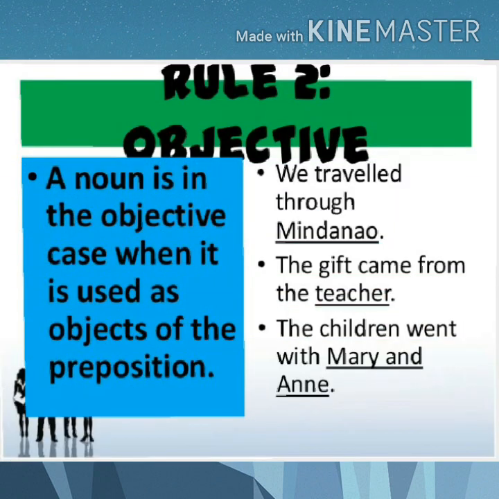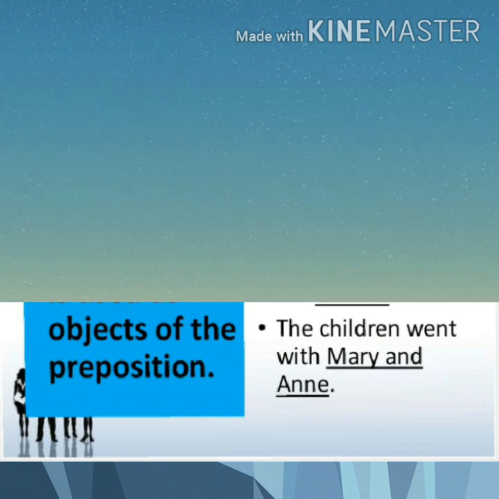Now let's see rule number 2 as an objective. A noun is in the objective case when it is used as object of the preposition. We traveled through Mindanao. The gift came from the teacher. The child went with Mary and Annie. Here the underlined words are used as an object of the preposition.